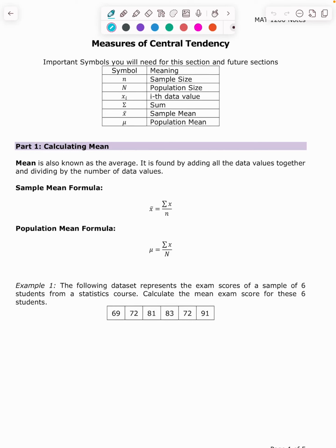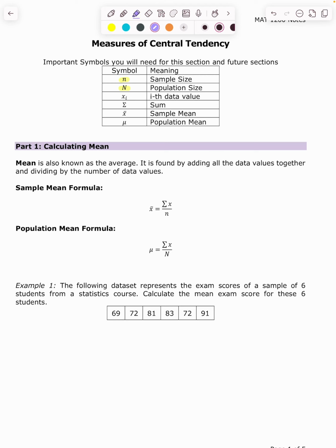All right, moving right along, we are going to start our section on measures of central tendency. As we get into this section, there are some important symbols that you will need to know for this section and future sections. So I'm going to go through those first. The first symbol is a lowercase n. That indicates the sample size. A capital N, we won't see a whole lot, but if we ever do, that means the population size.